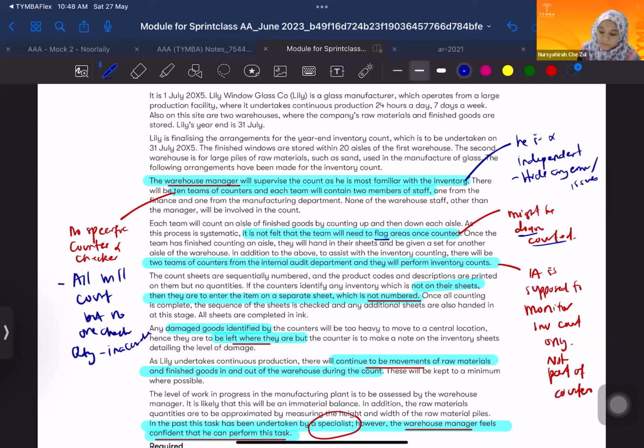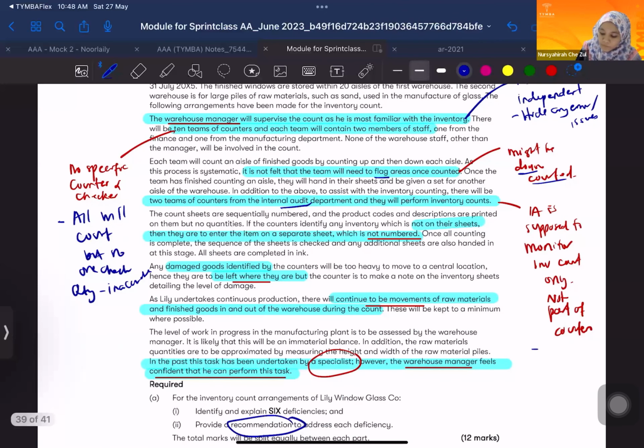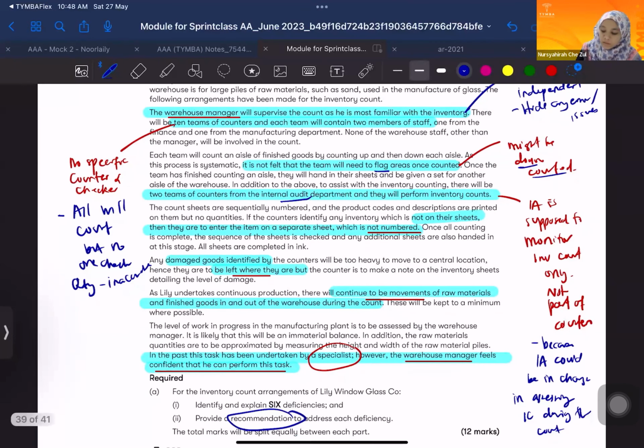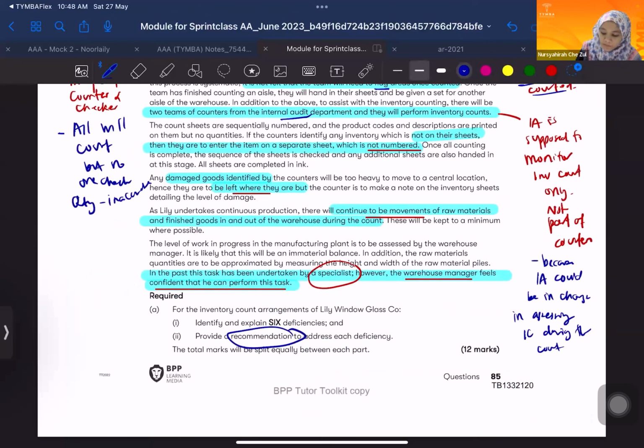Next, the internal auditor is not supposed to monitor the inventory count. The task of the internal auditor should only be to review. Why? The reason is that the internal auditor is in charge of assessing internal control during the count. If they are part of the team and they have to assess internal control during the inventory count, they cannot be objective. They cannot be independent.